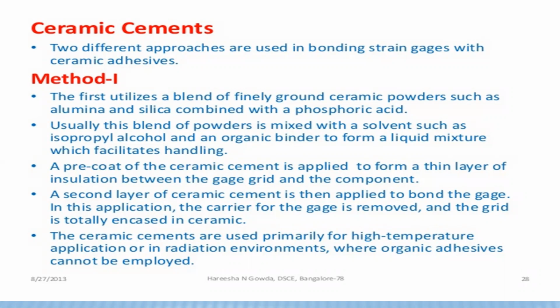These are the method one ceramic cements used as adhesive materials for strain gauges. So these are all different strain gauge alloys, materials and adhesives used in the manufacturing of strain gauges, and different types of strain gauges are used in different applications.